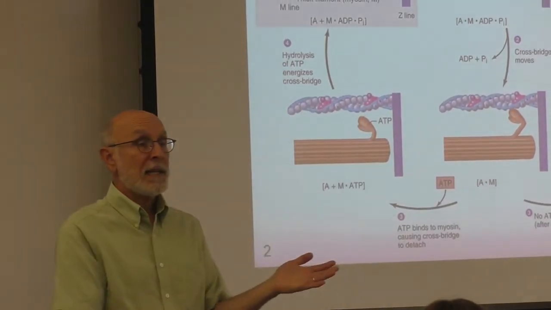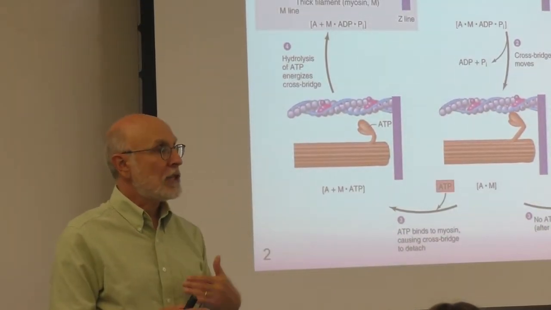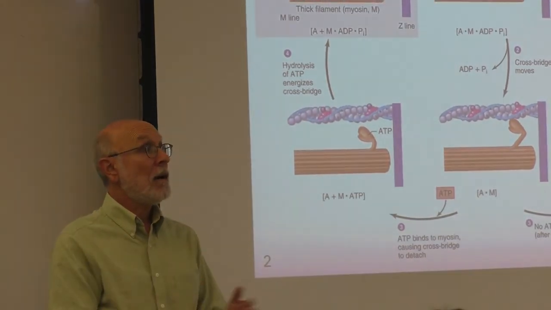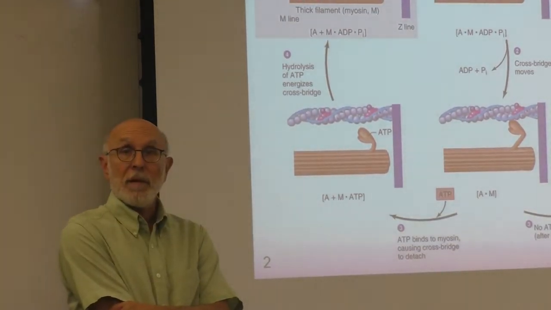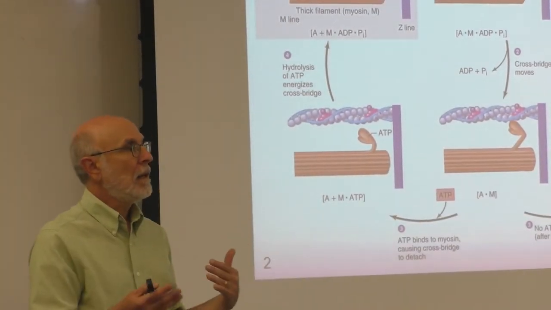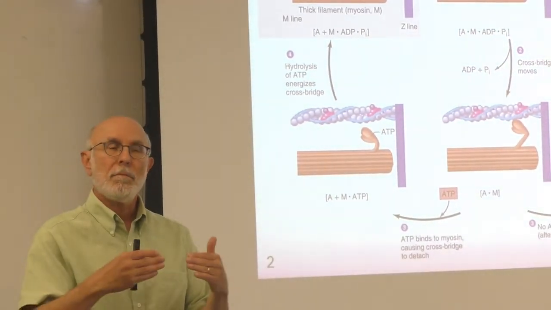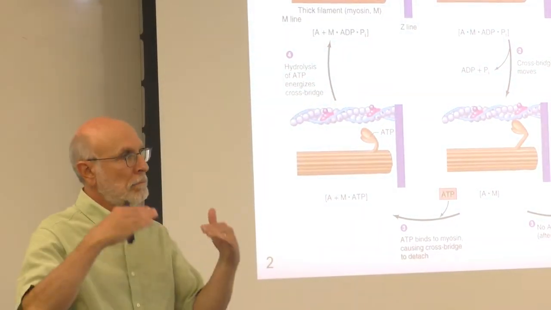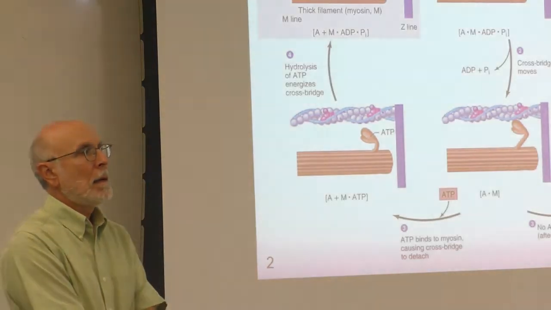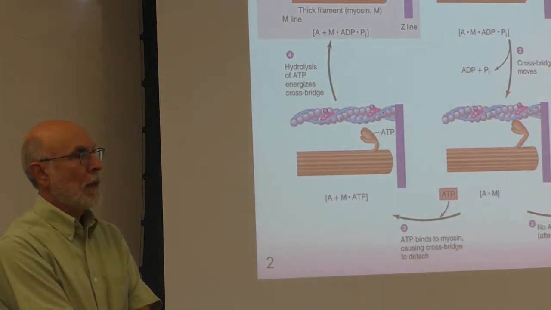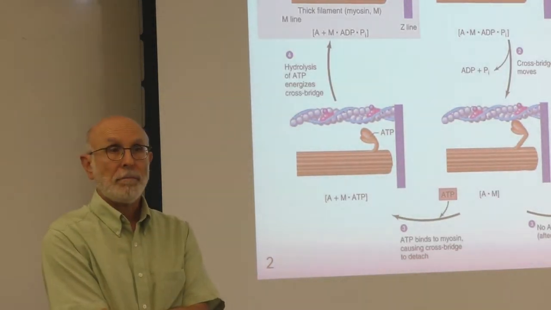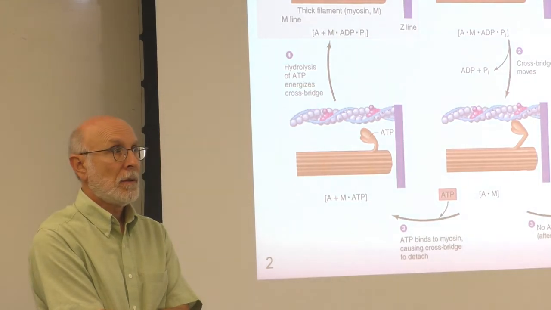Whether it's relaxation versus contraction, there is a change in calcium, and then the level of contraction, the strength of the contraction, is graded by the amount of calcium. Is that clear?